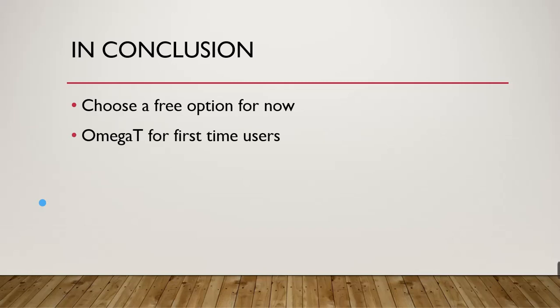Again, OmegaT for first-time users. It's basic. It will get you in the rhythm of using a CAT tool. And if you're thinking later that you will buy a Trados or a MemoQ because you want to go into technical documents, OmegaT is a perfect starting spot. Lastly, Felix is good if you'd like to do the literary texts, or if you're doing PowerPoint presentations or translating websites where you need to see the whole document, the whole context. Felix is a great option.